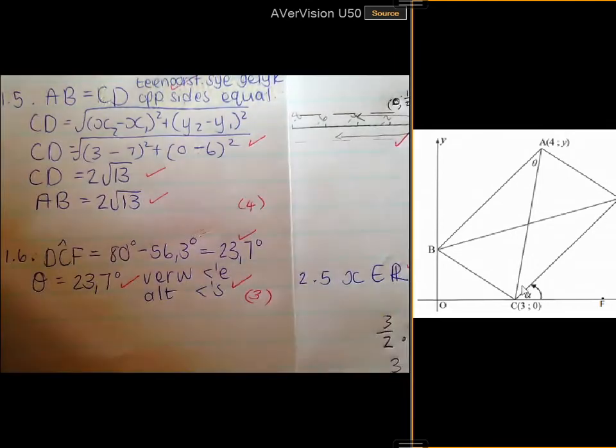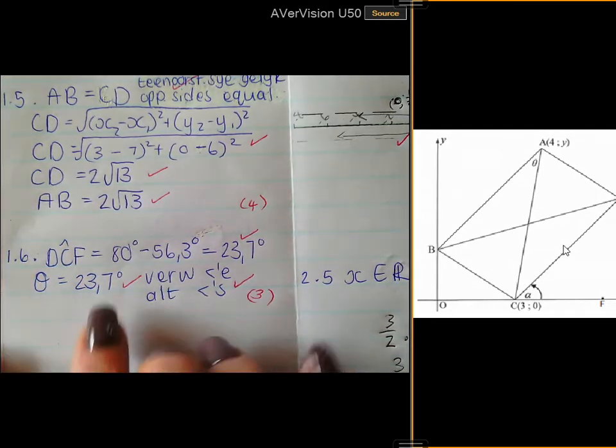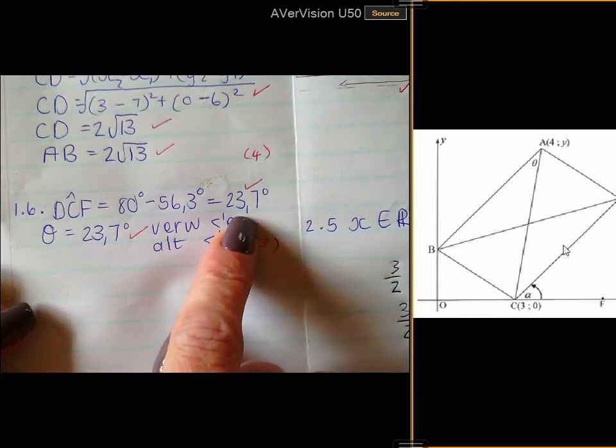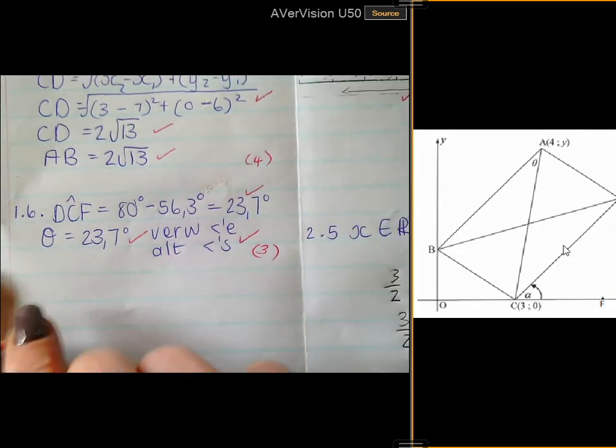Then the last one, if you look on the sketch, it was given that ACF is 80 degrees. So you have alpha, you calculated it at 1.2, it was 56,3. So therefore, that small angle right there will be 23,7. It's 80 degrees minus 56,3. And that angle there and theta will be the same size because it's alternate angles because those lines are parallel. So I said 80 degrees minus 56,3 to get the 23,7. That's the small angle. And then I said theta is going to be the same because it's alternate angles.